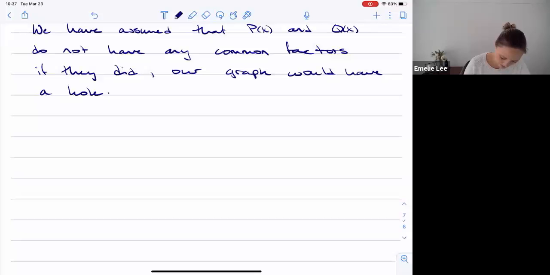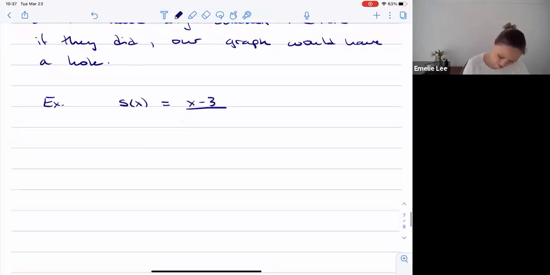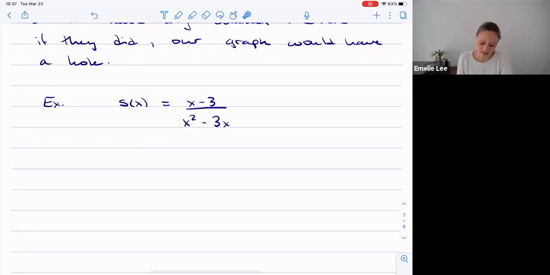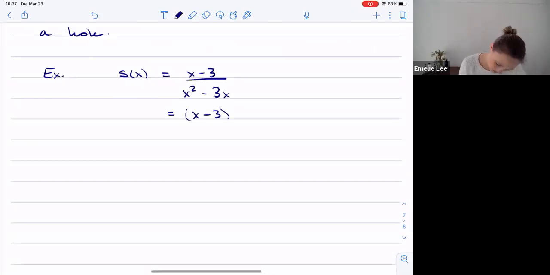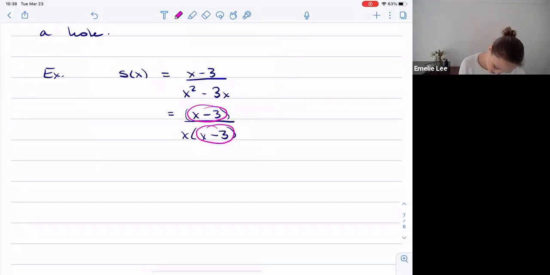For example, if we think about something like s of x equals x minus 3 over x squared minus 3x, notice that I can pull out a common factor of x here. And so then what I get is x minus 3, which I'll wrap up in brackets just to illustrate, over x times x minus 3. So now notice that I have these x minus 3 common factor.